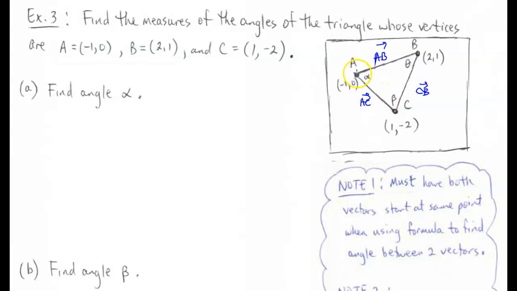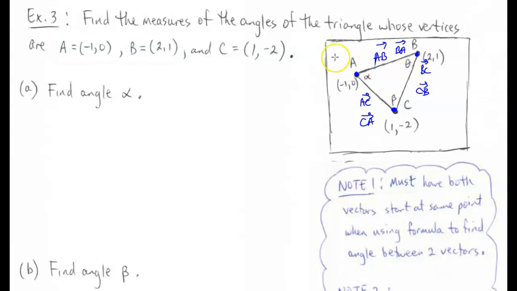Okay, and I'm saying it like this because if we're going to find alpha, we need to find the angle in between these two vectors where both vectors start at the same point. Okay, so vector AB and vector AC would be for alpha. For beta, I would have vector CB and vector CA. And for theta, I would have vector BA and vector BC. Okay. And note that vector AB and vector BA are just the same vector, just in the opposite direction. So vector BA is just going to be the negative of vector AB. Vector CA is going to be the negative of vector AC. And vector CB is going to be the negative of vector BC.